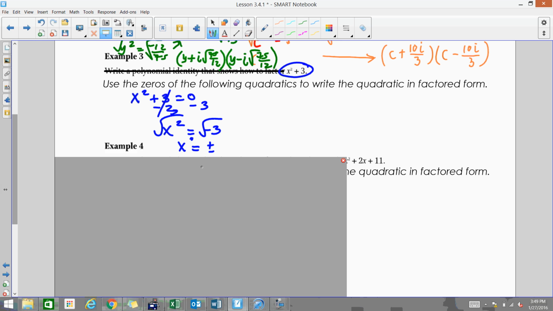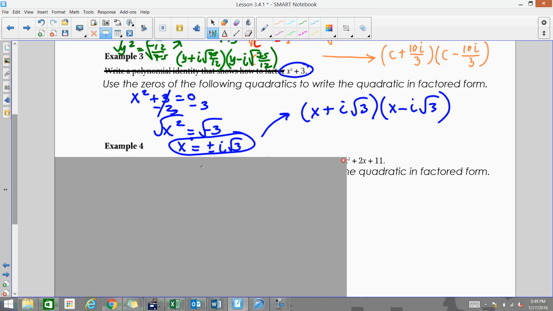Now, here's the thing. Square root of negative 3 is not going to simplify. 3 won't simplify, but the negative will. It's going to be i root 3. So these are your two x-intercepts, and we're going to write this as a binomial: x plus i root 3 and x minus i root 3. All right, that's all you're doing.